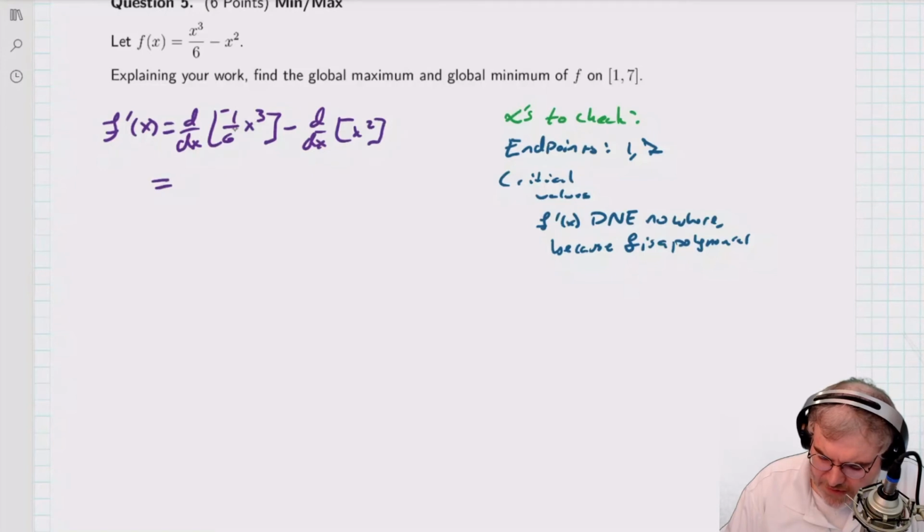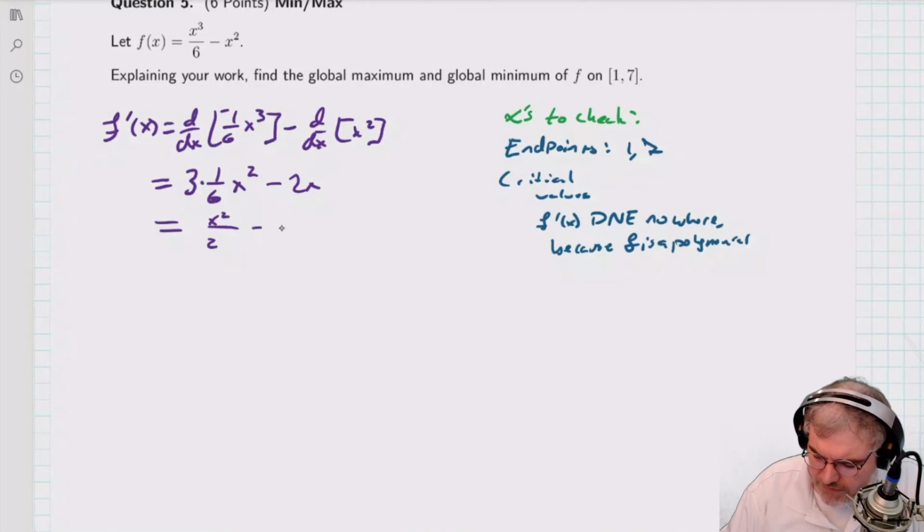Oh, that's going to be a nasty number, right? So this is going to become 3/6. No, it's going to become a nice number, 1/2. So this is going to become 3 times 1/6 x to the 2 minus 2x. Nice, easy thing. And this is going to become a 1/2, so an x squared over 2 minus 2x. Your result may vary slightly based on the simplification that you did.